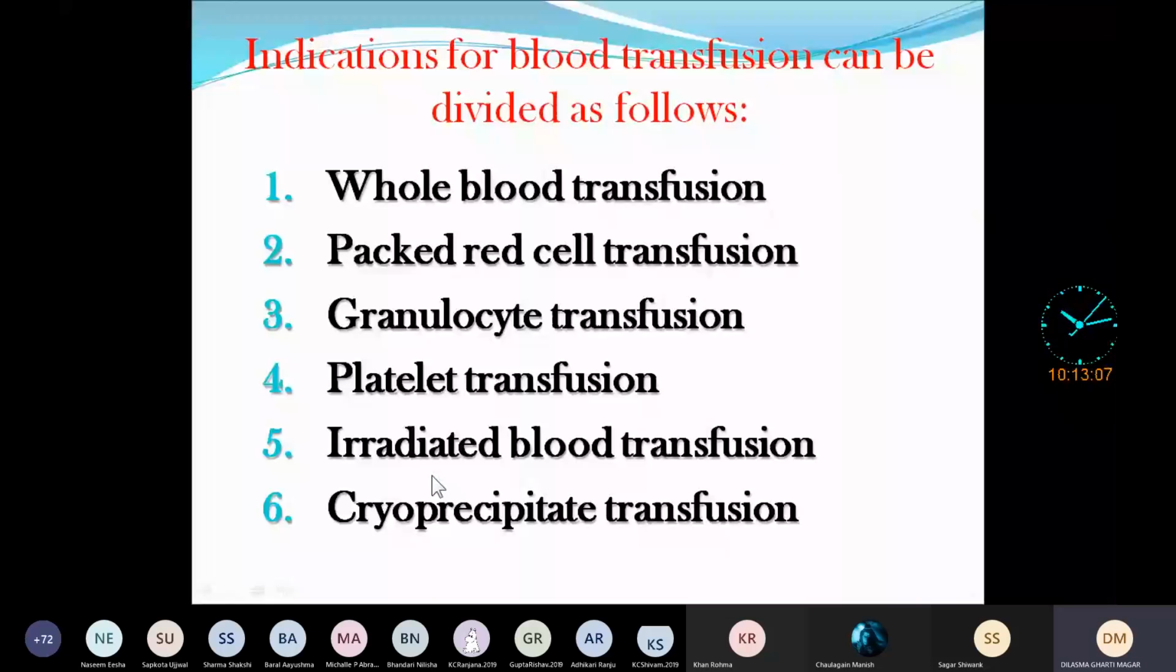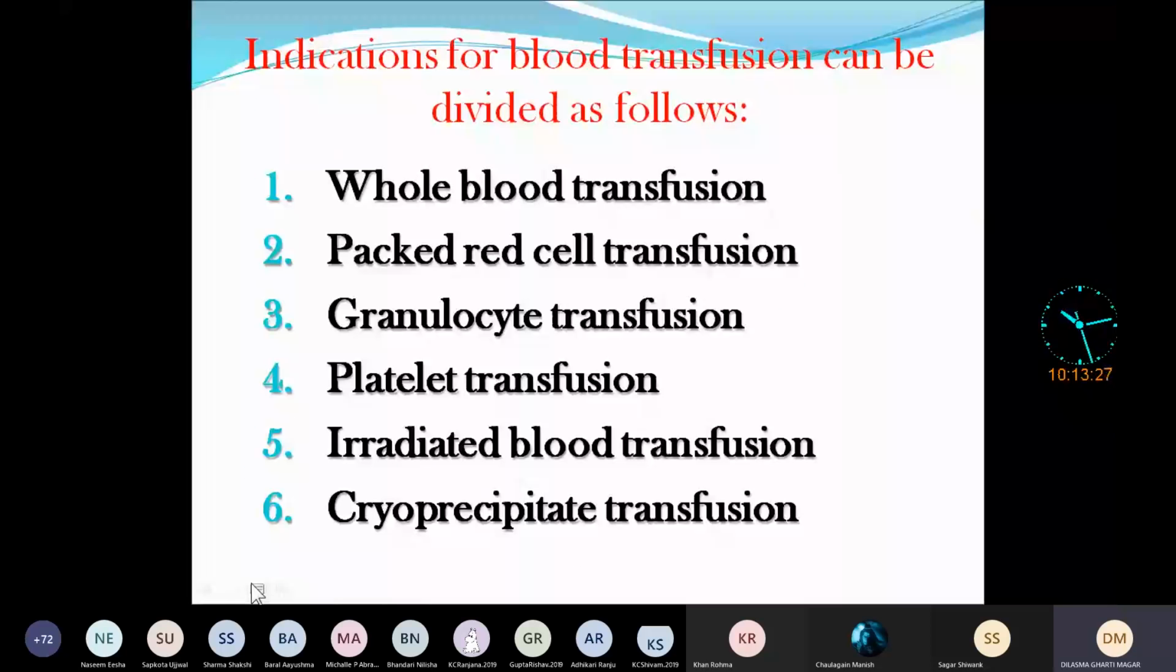And cryoprecipitate transfusion, I told you what cryoprecipitate means, and it is very less in amount. Usually we give it in case of factor 8 and factor 9 deficiency. So we'll come to the whole blood transfusion.